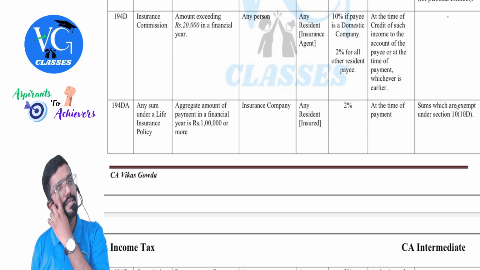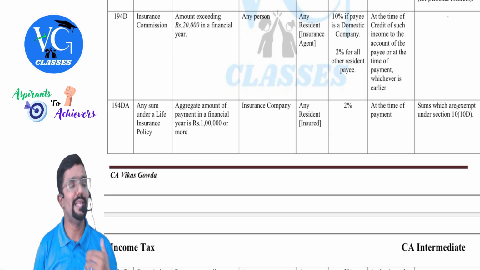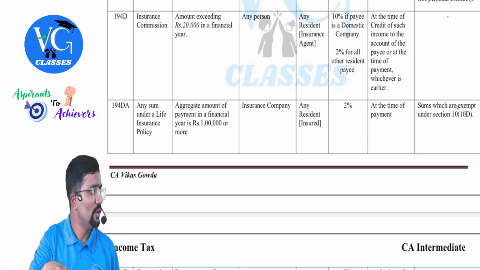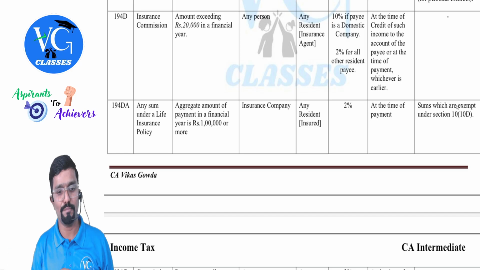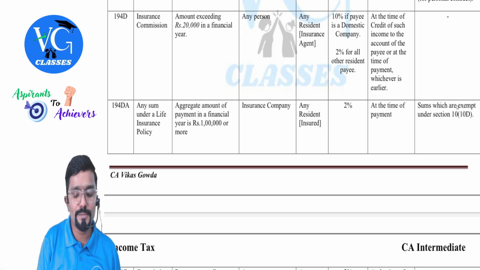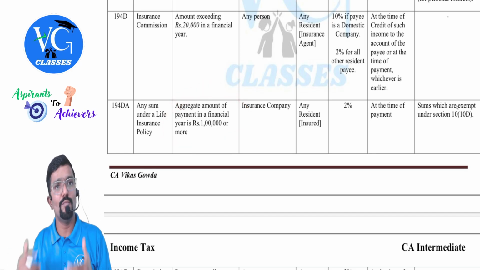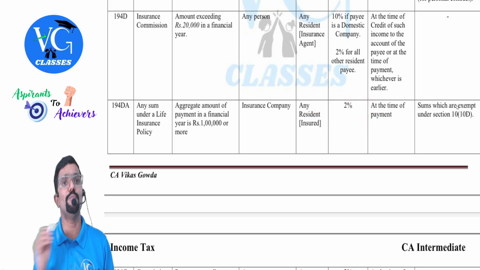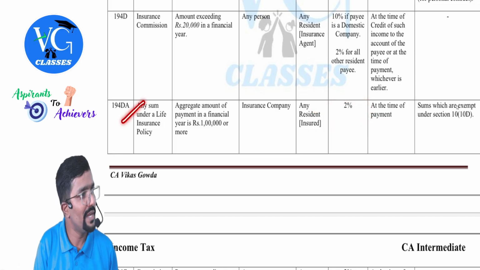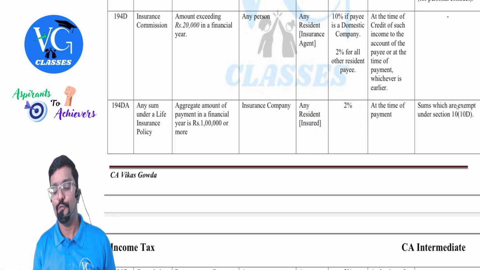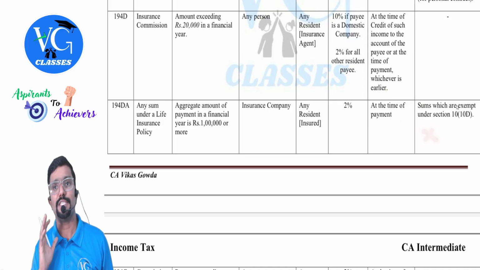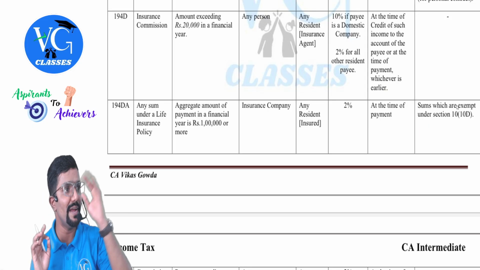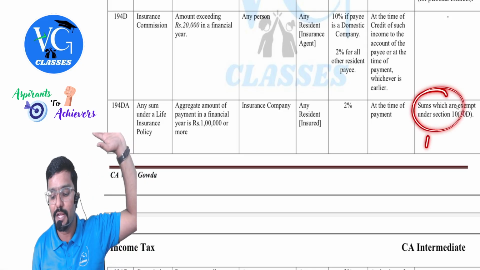Yes. Sir, what if it is not exempt? Then it is taxable. Who will pay the amount? The insurance company. If the insurance company is paying me 1 lakh or more, which is taxable in my hands, they should deduct TDS at the rate of 2%. Under which section? 194DA. When, sir? At the time of payment. When should TDS not be deducted? If it is exempt in my hands, which we already covered in income from other sources.